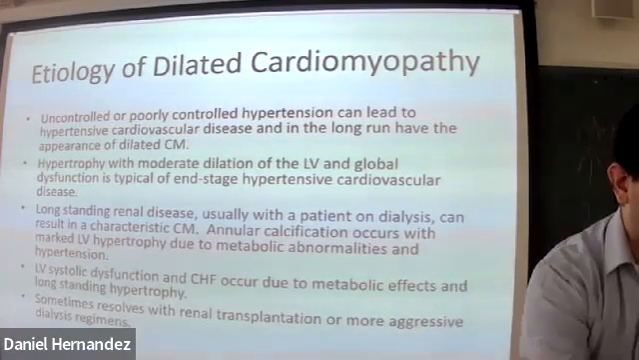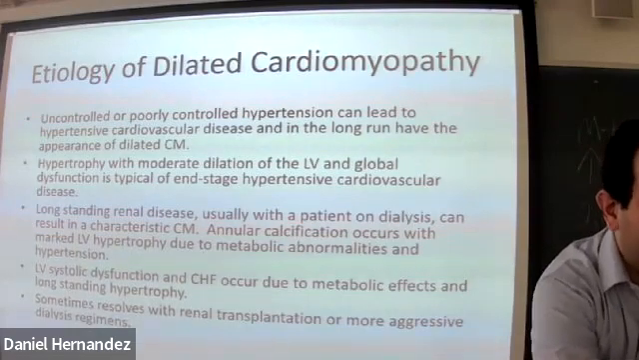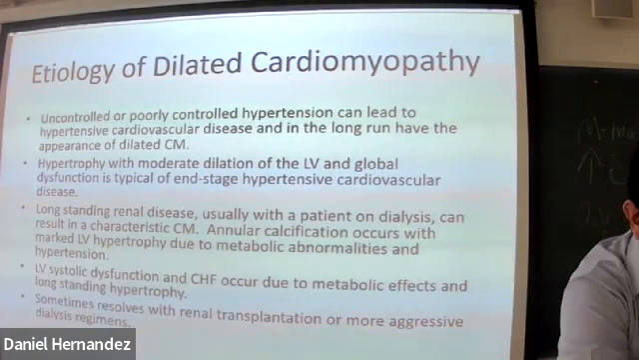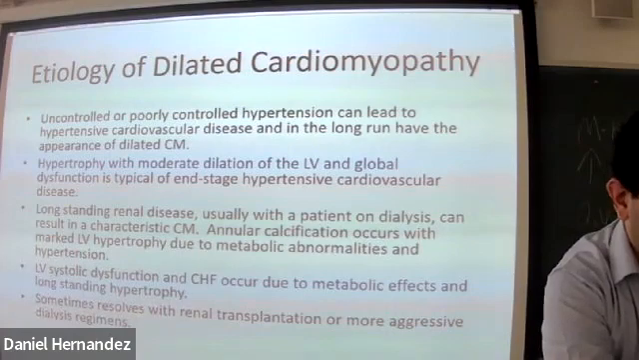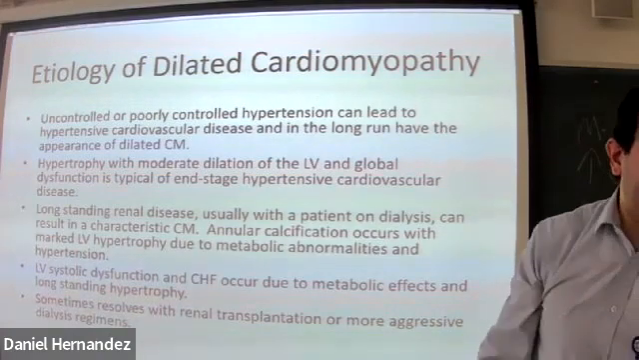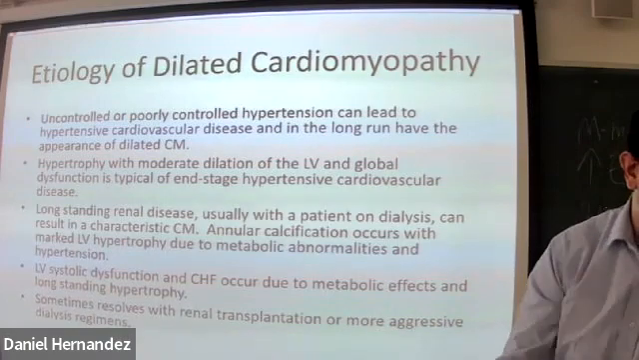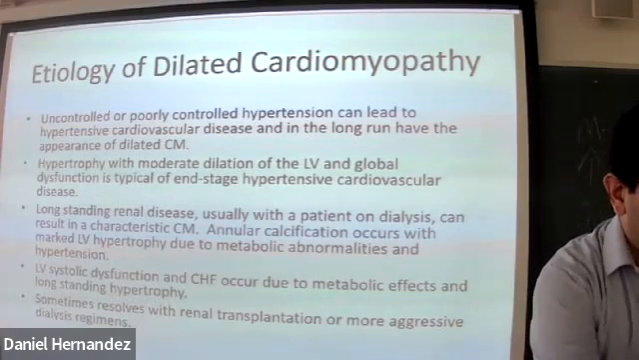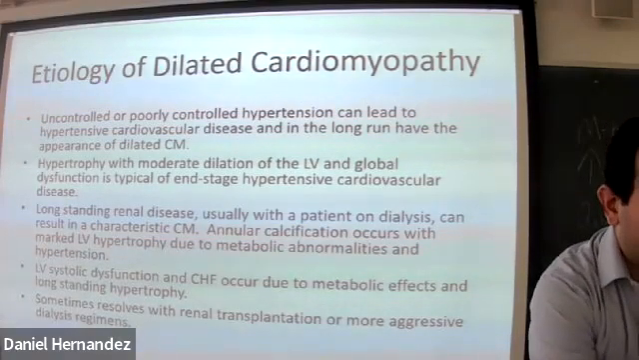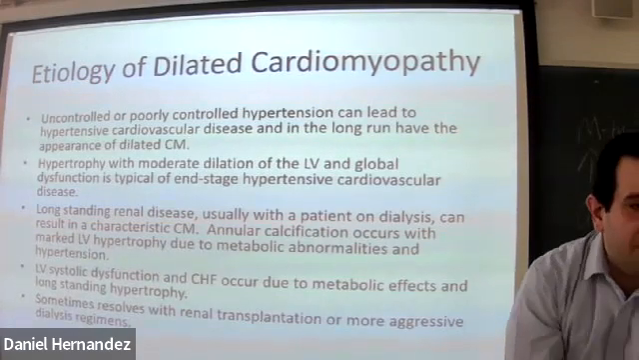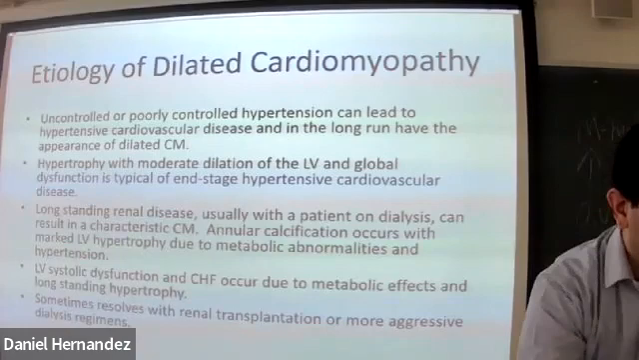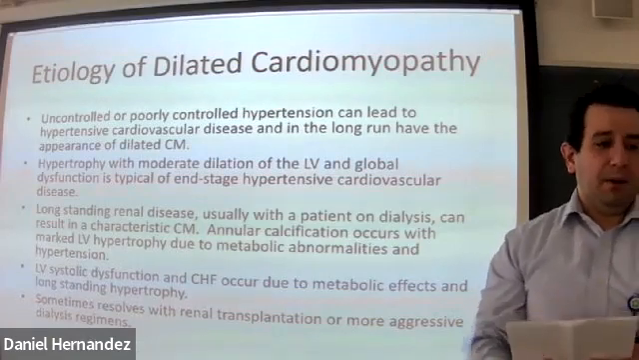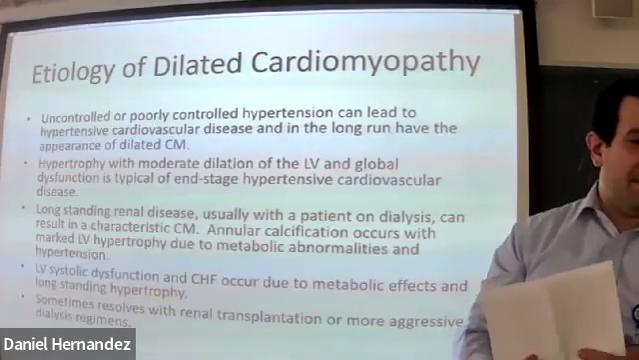Also, patients that have long-standing renal disease. These patients are typically on dialysis, and this can result in the characteristics of dilated cardiomyopathy. Patients may also have annular calcifications that can occur with marked hypertrophy. And this is due to metabolic abnormalities and hypertension. So LV systolic dysfunction and congestive heart failure occur due to metabolic effects and long-standing hypertrophy.